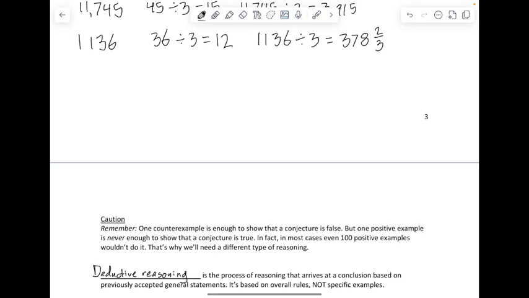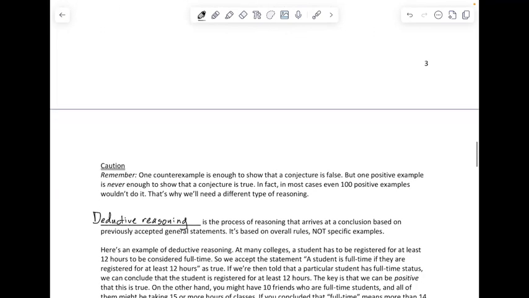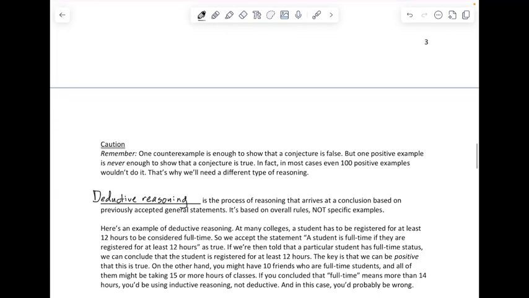Deductive reasoning is the process of reasoning that arrives at a conclusion based on previously accepted general statements. It's based on overall rules, not specific examples. Let's consider an example. At many colleges, a student has to be registered for at least 12 hours to be considered full-time. So we accept the statement, a student is full-time if they are registered for at least 12 hours, as true.